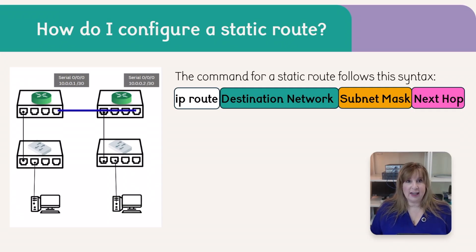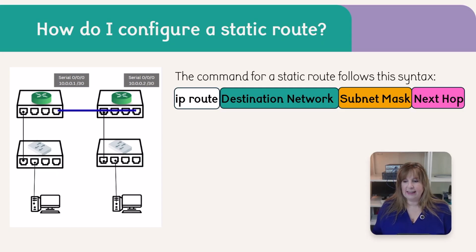The command for a static route follows this syntax. From global config mode, so you need to go through enable, conf t, and be in global config mode, you'll use the keywords ip route. And then you list the network ID, or the destination network that you want to route to, with the correct subnet mask for that destination network. And finally, you list the next hop, which is the router's IPv4 address on the link next to it.